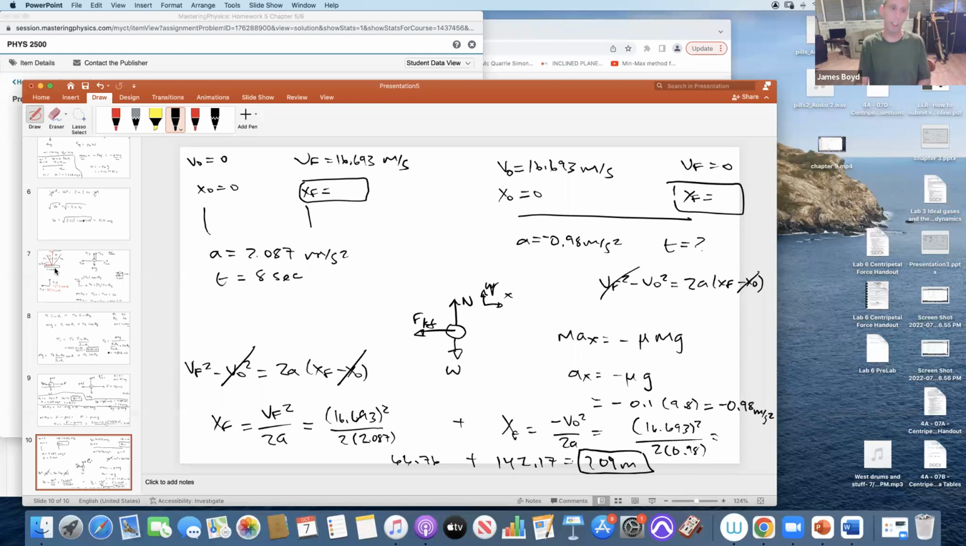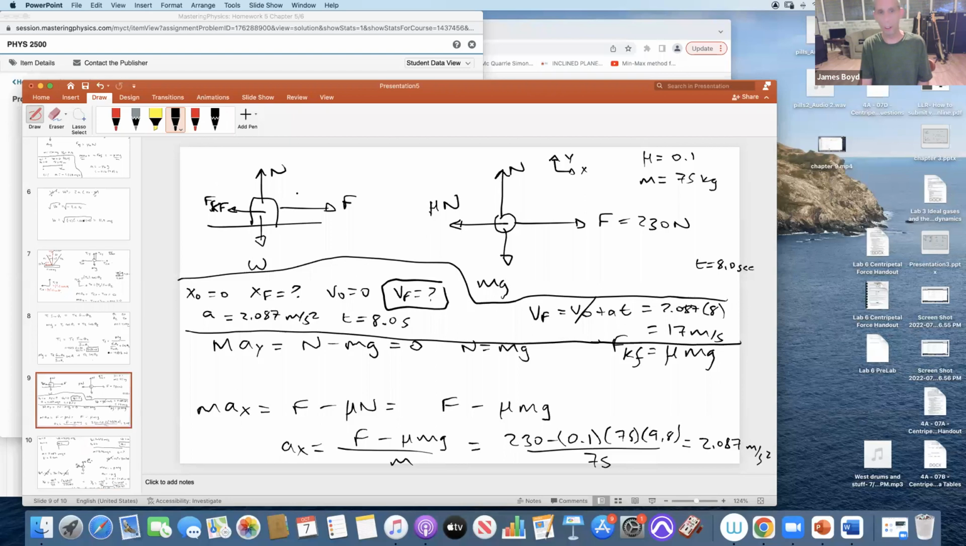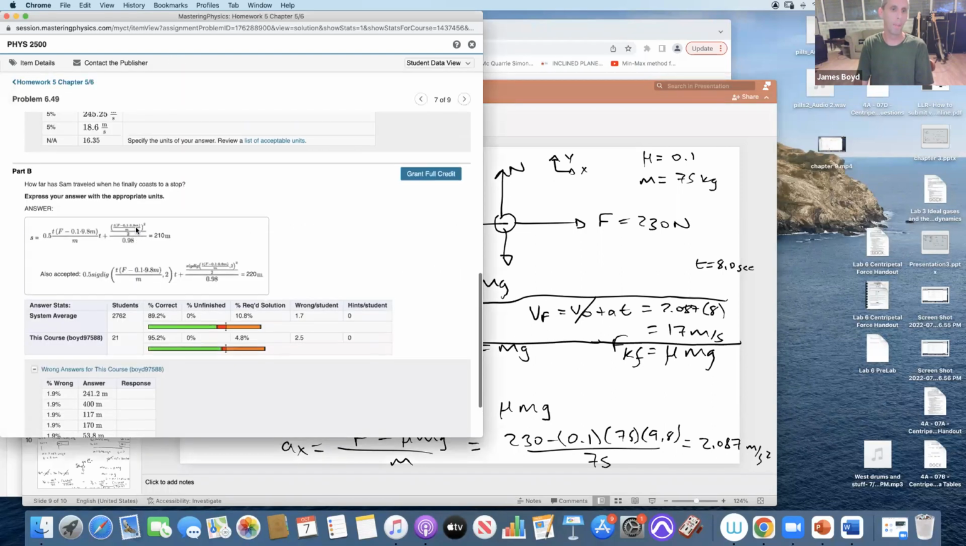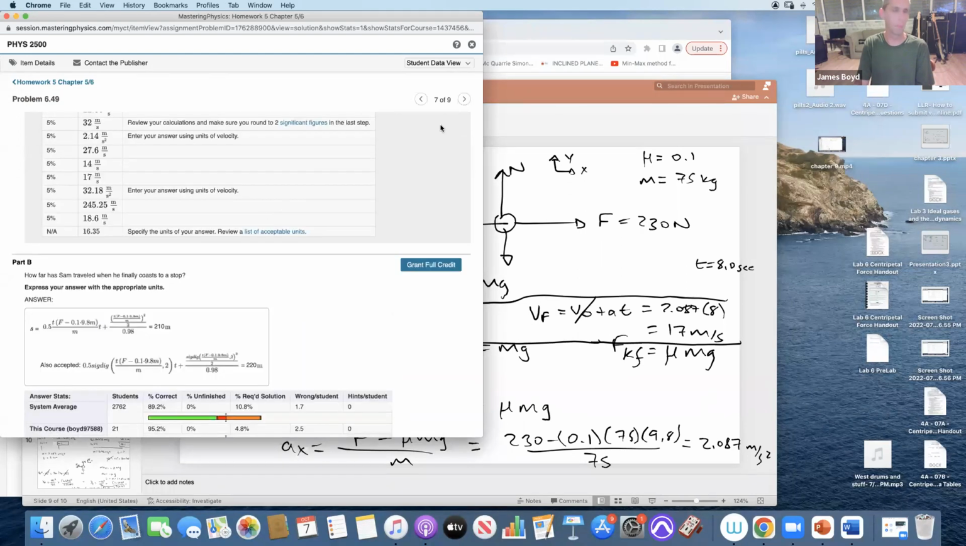But to go back through this, for each point, the point when there's a force, find the acceleration, and then find the final velocity after 8 seconds using that acceleration, and then find how far it went during that 8 seconds, and then how far it goes before it stops, and put them together. It's not too bad. These answers look weird.